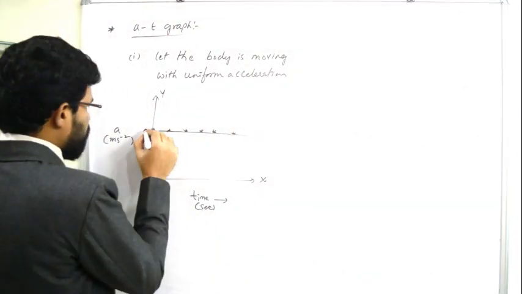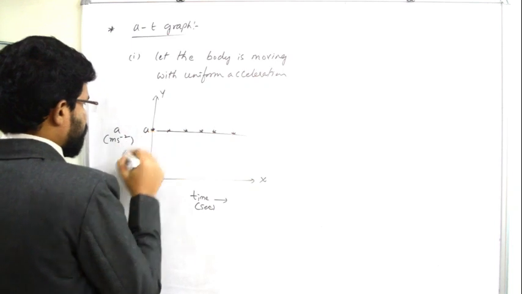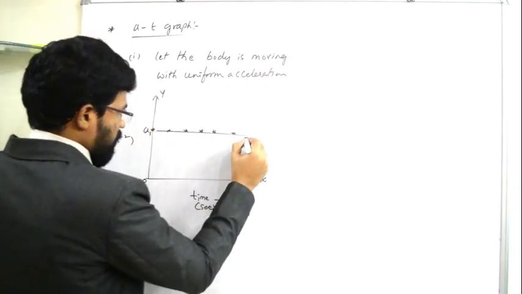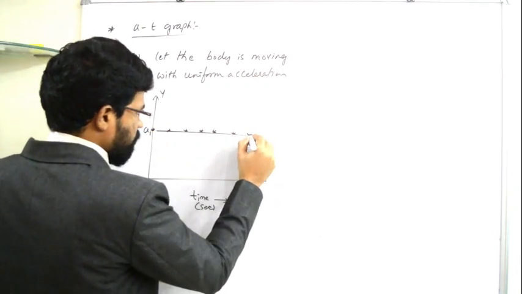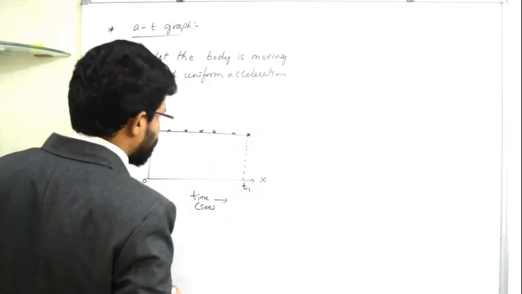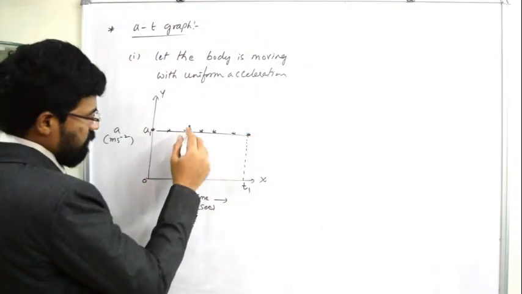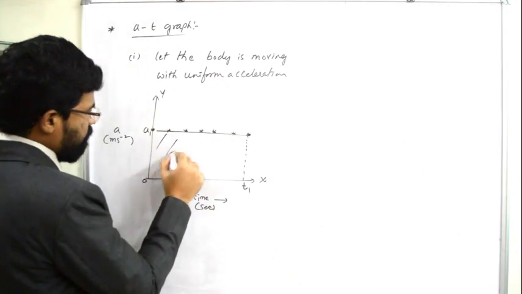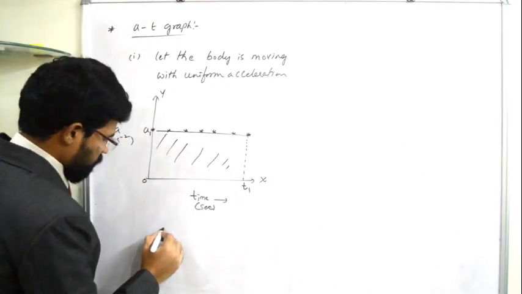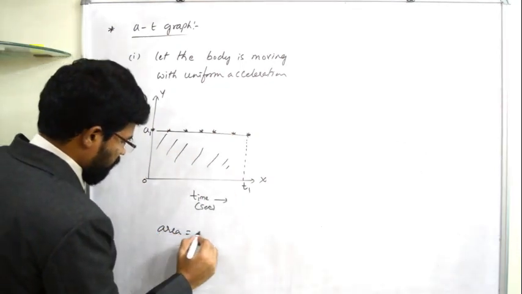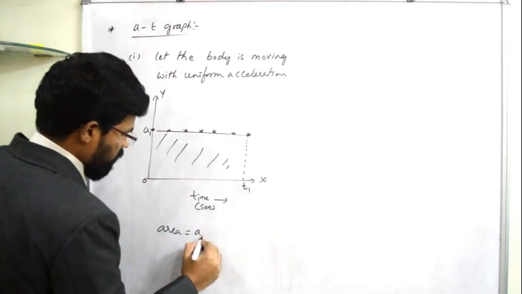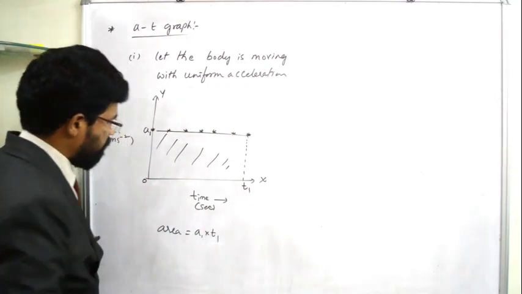Now I'll call this as a1. Corresponding to this final point, I'll call the time as t1. Okay, let me calculate the area under this graph. Area under the graph is equal to what? A1 into T1. Is that right?